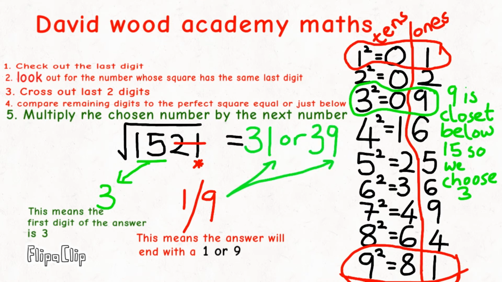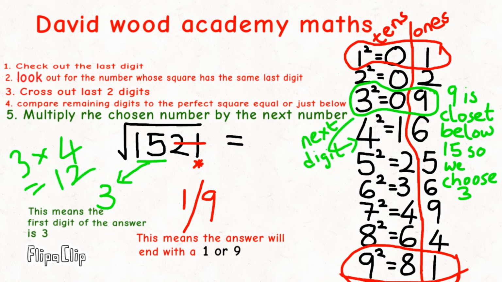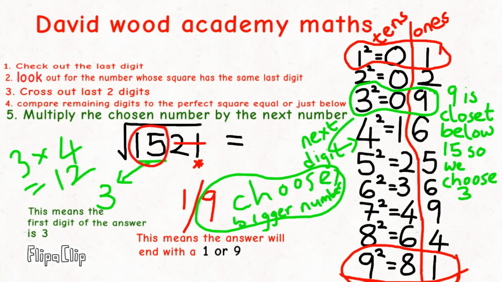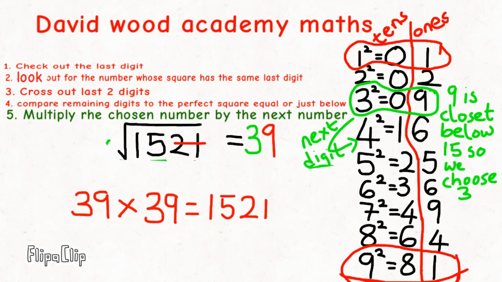To decide if the answer is 31 or 39, multiply the 3 by the number after 3, which is 4, and if your result is more than the 15, then you choose the less. In this case, the less of 31 and 39 is 31. If your answer is less than the 15, then choose the greater number between 31 and 39. This means that our final answer is 39 because 3 times 4 is 12 and 12 is less than 15, so we choose the greater number of the two.